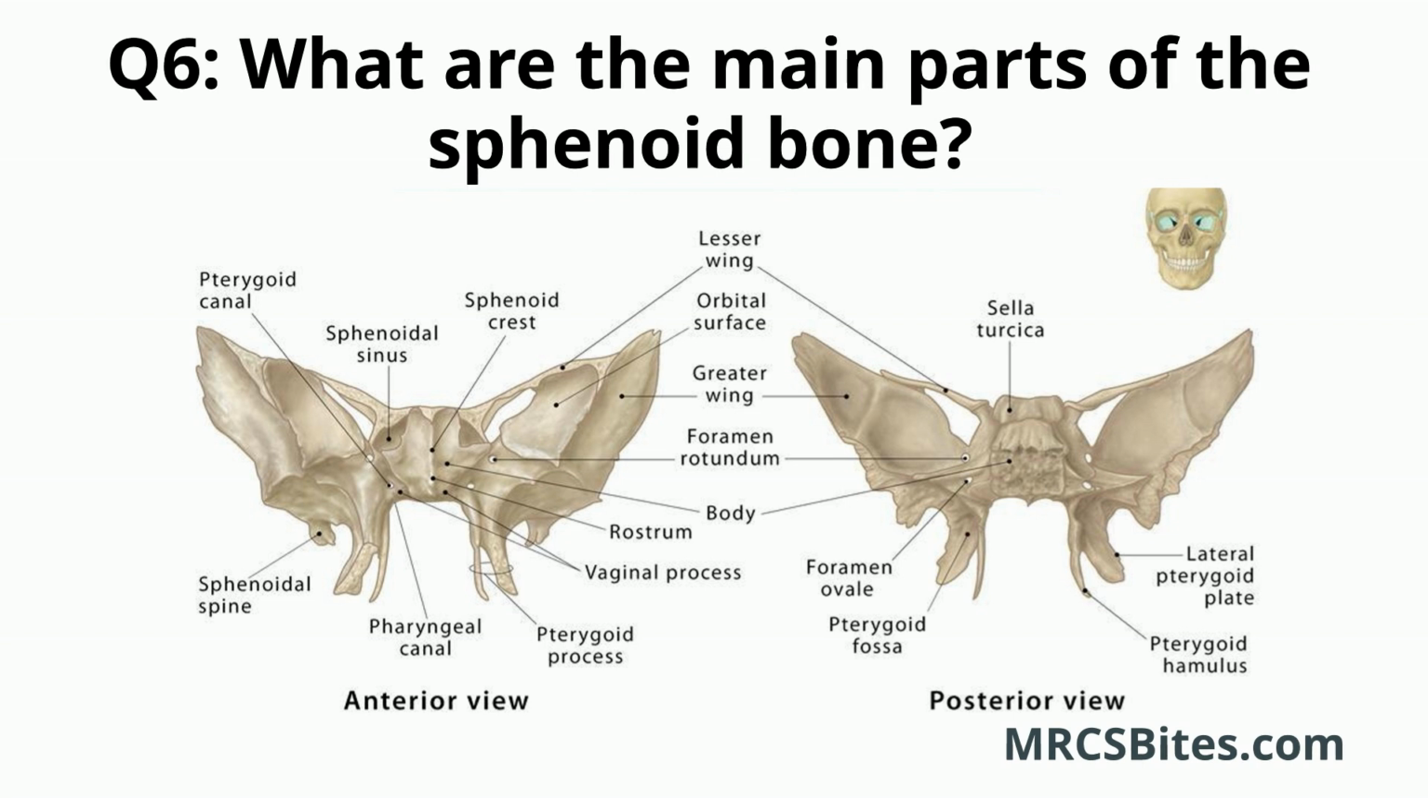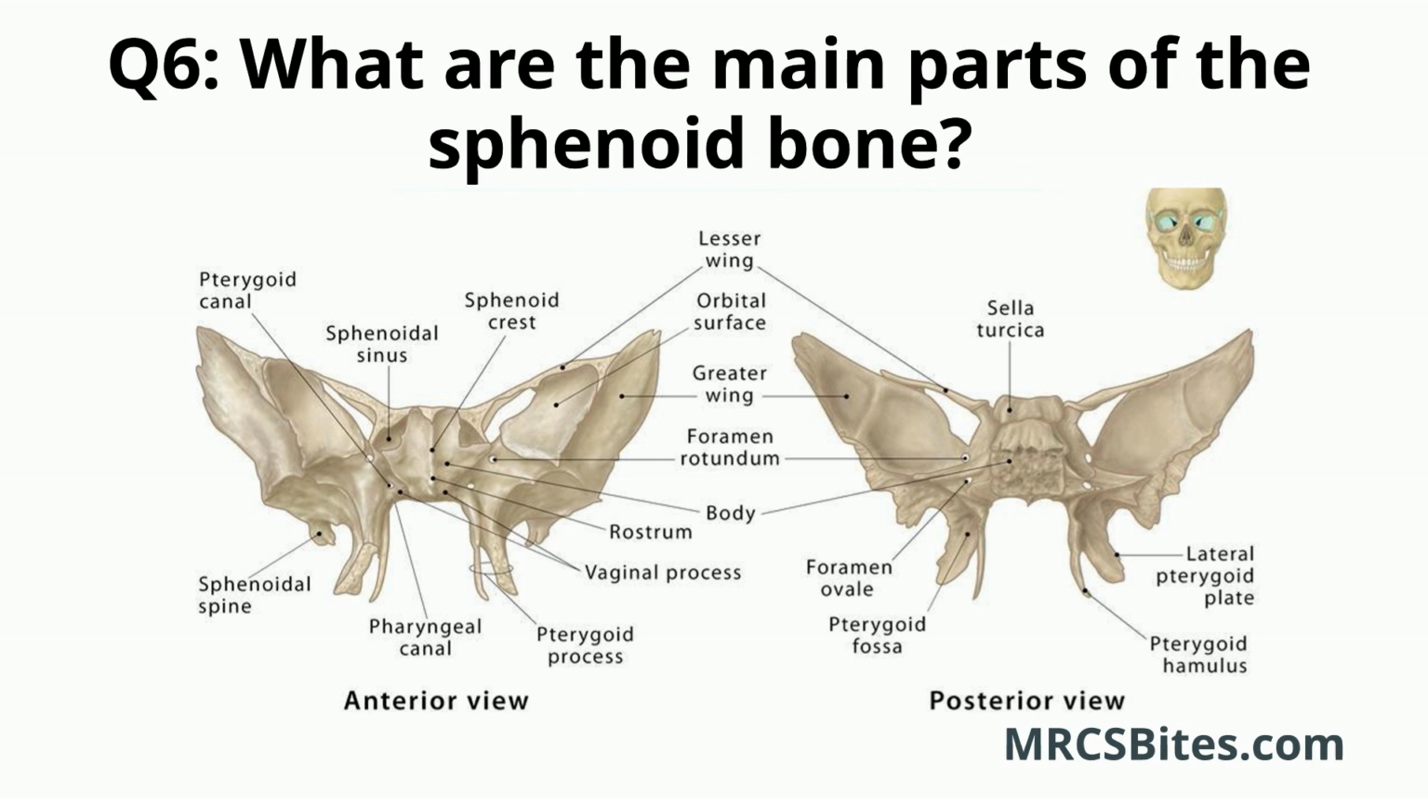Lesser wings are thin, triangular projections that extend laterally from the upper part of the body. They form part of the floor of the anterior cranial fossa and the posterior part of the roof of the orbit. Pterygoid processes extend downward from the junction of the body and the greater wings. Each process consists of two plates, medial and lateral, and contributes to the formation of the pterygoid fossa. Sella turcica is a saddle-shaped depression on the superior surface of the body. It houses the pituitary gland in its hypophyseal fossa.